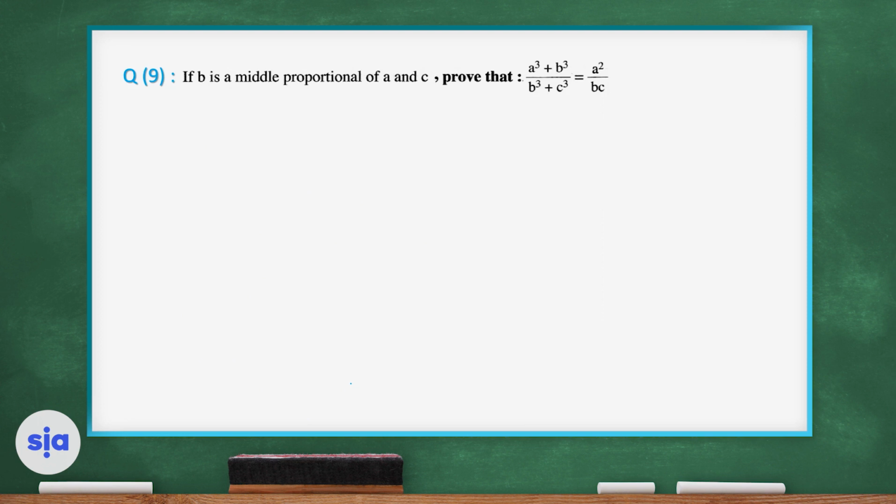Question 9. If B is a middle proportion of A and C, and we said before, once the question says B is a middle proportion of A and C, then we write it as A over B equals B over C equals m. Then we also write that B equals Cm and A equals Cm squared. To prove that A cubed plus B cubed over B cubed plus C cubed equals A squared over BC, we're going to work on the left-hand side first.